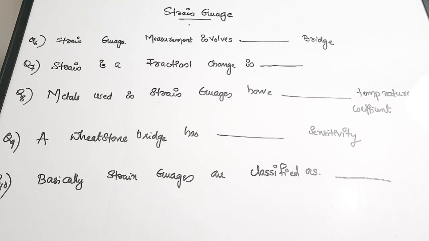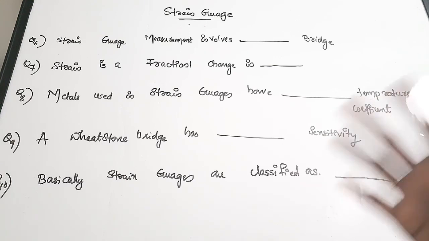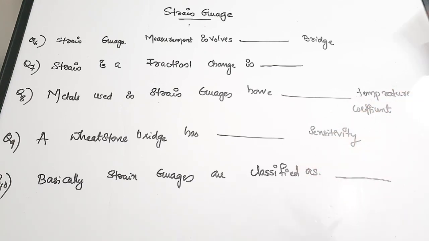Question 6. Strain gauge measurement involves dash bridge. We have discussed that for measuring the change in resistance, we use a Wheatstone's bridge. There are also some other types of strain gauges which make use of capacitance measurement, that is change in capacitance measurement and inductance measurement also. So there are some other variants of strain gauges also.